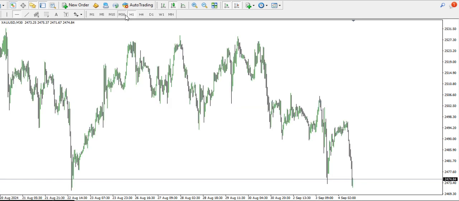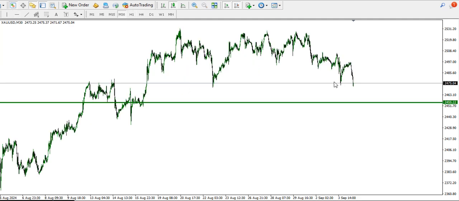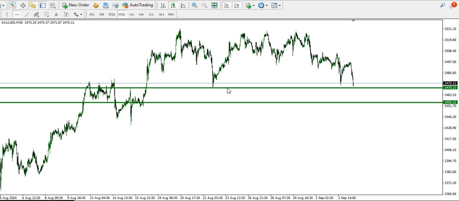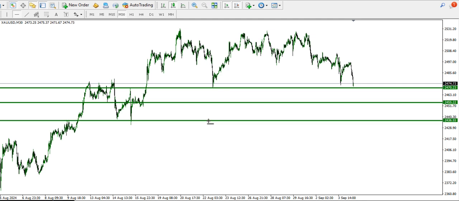On the 30 minutes time frame, our price is already at the neckline. A clean break of this particular neckline, I'm talking about a clean break below 2470, will open the door to 2455, followed by 2436 or 35 thereabouts.